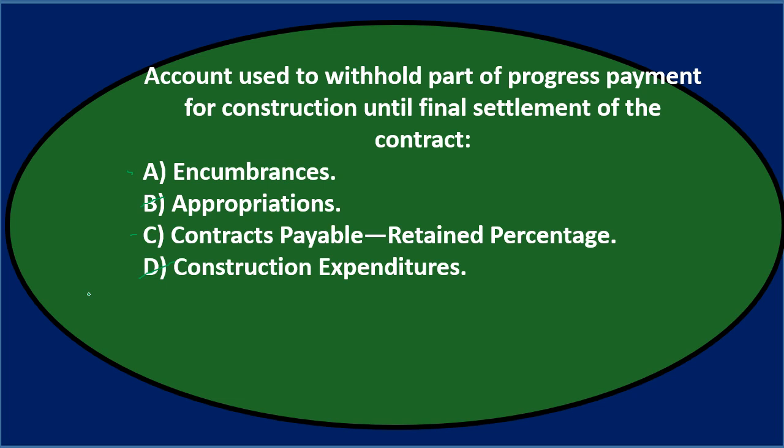Account used to withhold part of progress payment for construction until final settlement of the contract. Is that encumbrance or contracts payable retained percentage? Now, of these two, the encumbrance is what we put on the books at the beginning of the contract, basically recording the contract. It's a holding account until we record the expenditure related to it. But what we're really looking for is C here, the contracts payable, and that's when we basically say, you've done this work thus far, but we're not going to give you the full payment yet because we're only going to give you part of the payment for the work you've already done, to make sure that you finish the job, and we'll give you the payment at the end of the job. So that's going to be C, contracts payable, retained percentage.